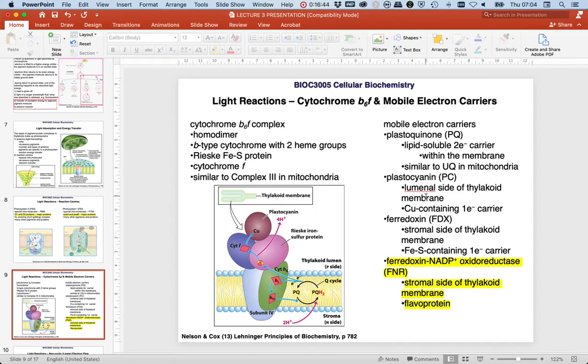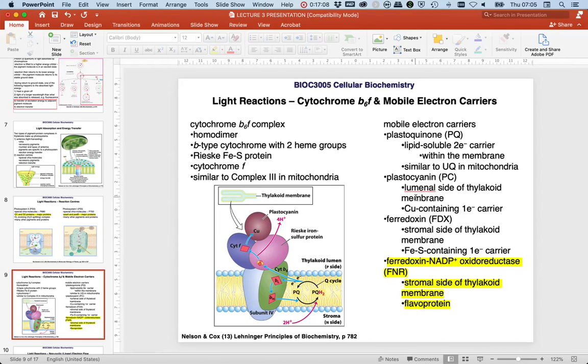Cyanin, you can tell from its name, it's a copper-containing molecule, a single electron carrier. And then ferredoxin is located on the opposite side of the thylakoid membranes. It's found on the stromal surface of the thylakoid membranes. Again, you can tell from its name, it's an iron-sulfur containing compound, carries 1 electron at a time.